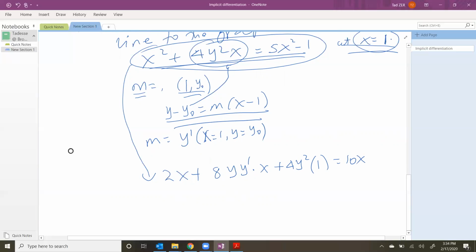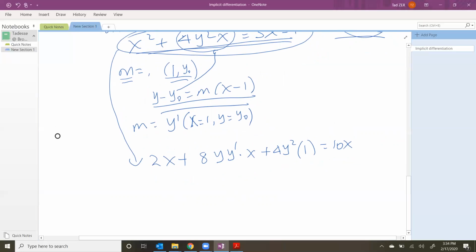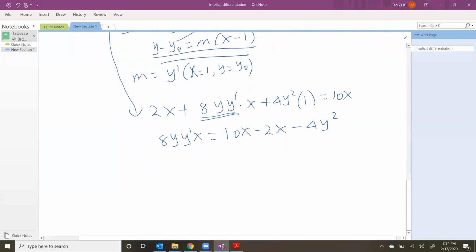0. Okay, now I can solve for y prime, or I can directly just plug in x equal to 1, and then plug in the value of y0, but still I need to calculate. But anyways, let's just solve for y prime. This is the only place where I have y prime. So I'll just keep that y prime x equal to 10x minus 2x minus 4y squared. So if I divide by 8yx, that will give me y prime equal to 10x minus 2x.